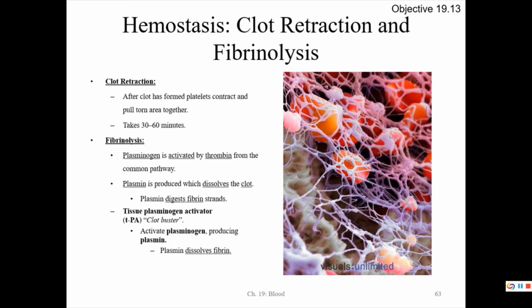Now, plasminogen is activated by thrombin. So something that thrombin does is it turns plasminogen into plasmin. Plasmin breaks down the fibrin clot. So not only does thrombin activate fibrinogen to fibrin, it also turns plasminogen into plasmin. So not only does it cause fibrin strand production, it also leads to the ultimate demise of the fibrin strands. It builds it, but it also tears it down.